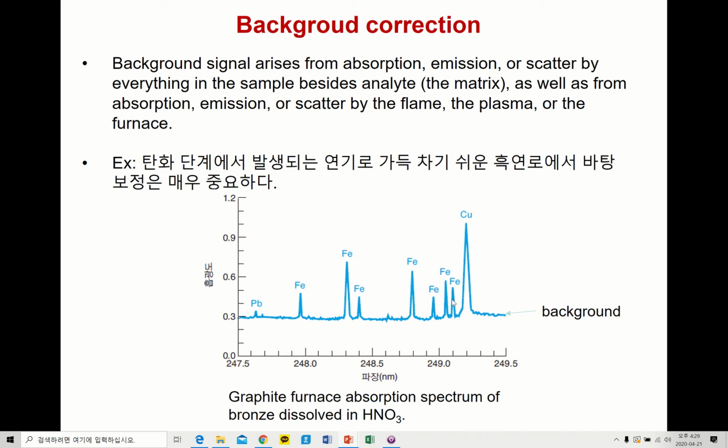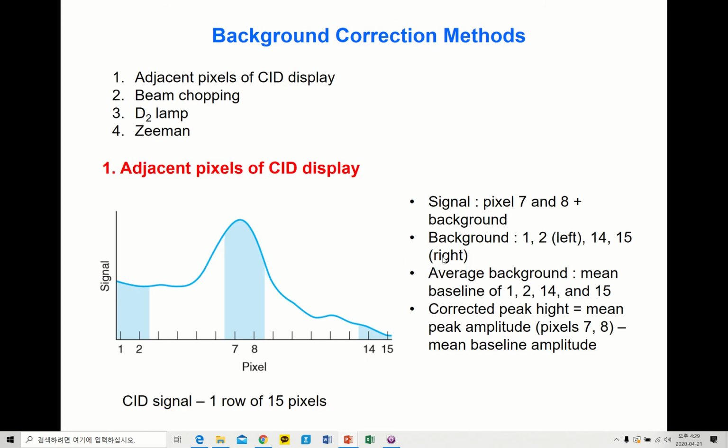And how do we do that? There are basically four methods. The first one is the adjacent pixels of the CID, charge injection device, display. The second one is beam chopping, and then the use of a deuterium lamp, and the use of Zeeman effects. Let's consider them one by one.